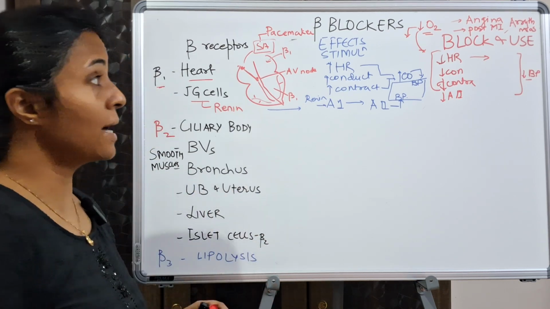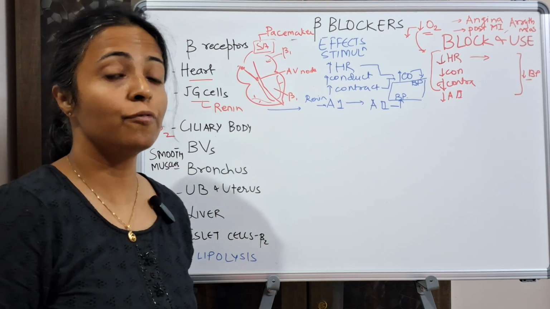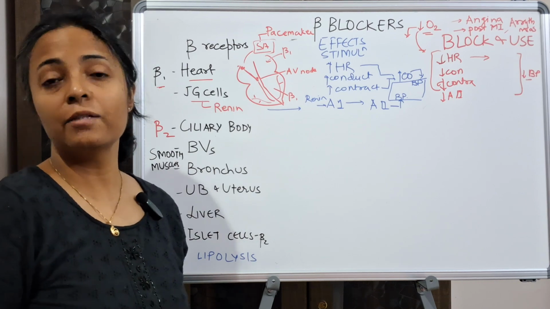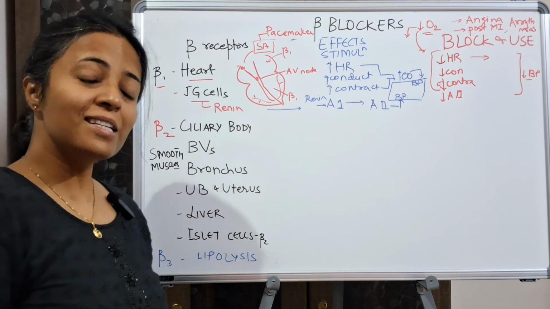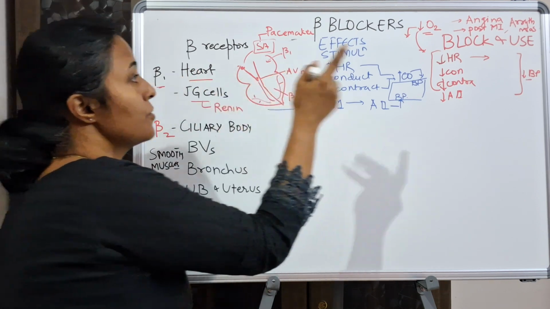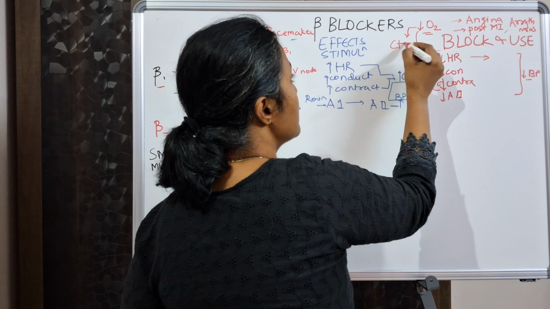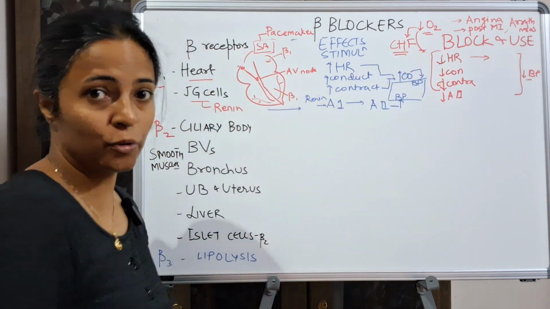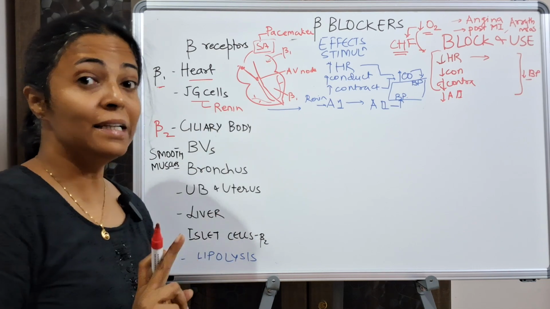Okay, so when that is happening, it leads to left ventricular hypertrophy, and in case of congestive heart failure, ultimately it is very harmful. Okay, so this decreased remodeling of the heart can occur if we block this beta 1 receptor. So that is why beta blockers are also used in congestive heart failure.